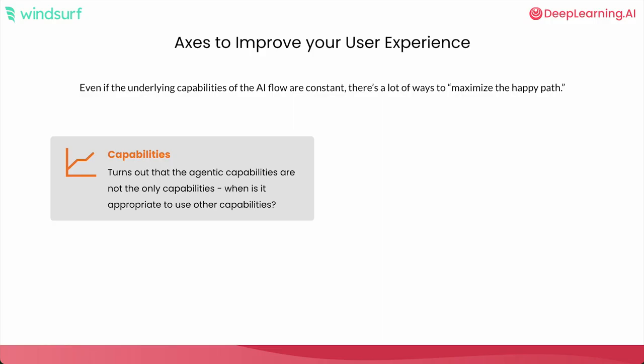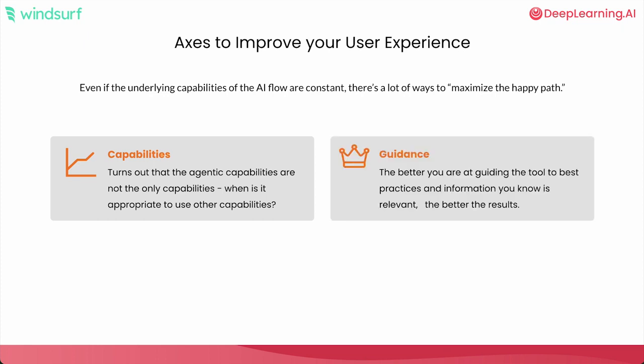We'll be using Cascade a lot, but it turns out that these agentic capabilities are not the only capabilities that an AI native IDE like Windsurf provides. So when is it appropriate to use some of these other capabilities? There are a lot of places for guidance. While Cascade has the ability to independently go out and retrieve the right information, it turns out that the better you are at giving some amount of guidance to the AI so that it can focus on the right places, just like a pair programmer, the better it will do. So how can you do that effectively with Cascade?